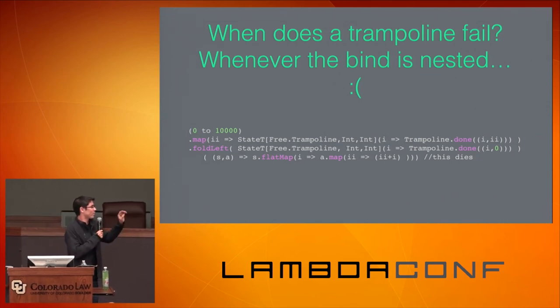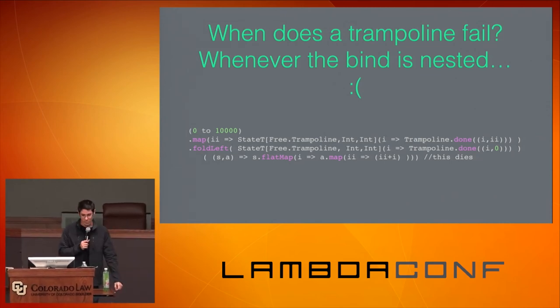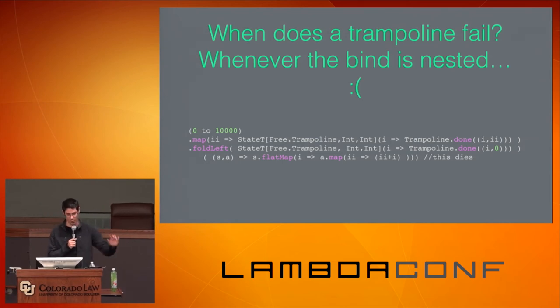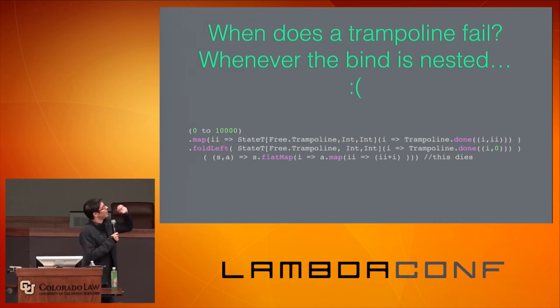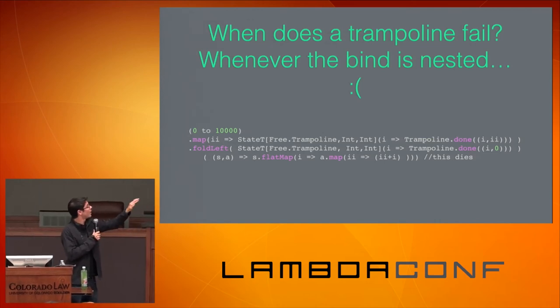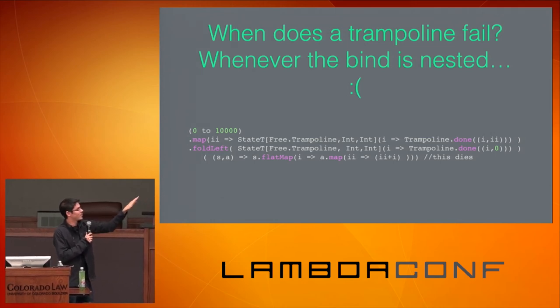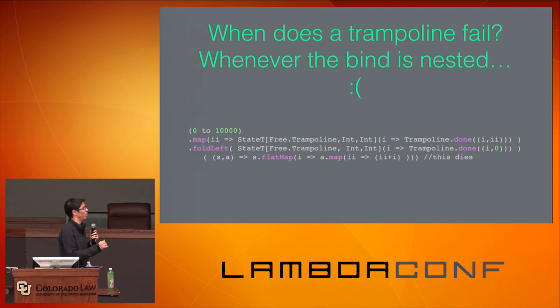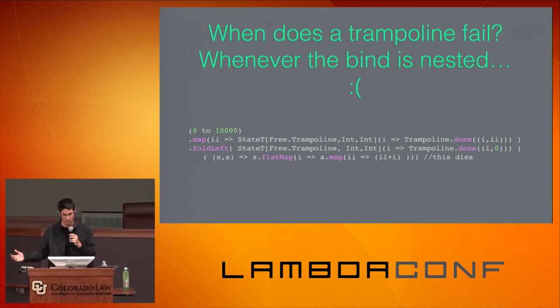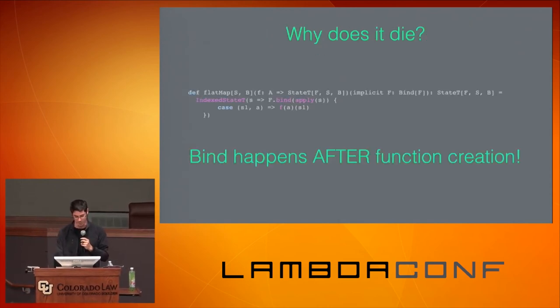Whenever we have a monad transformer, and we know we're going to flat map on itself a ton, intuitively we think, okay, well, doesn't the trampoline solve the problem, right? Like we're going to stick a trampoline inside a monad, and that way the base monad, the trampoline, will give us stack safety, right? It doesn't, though. So why does it die?